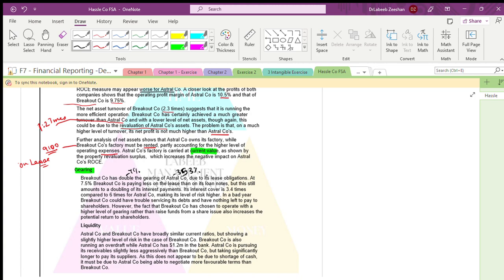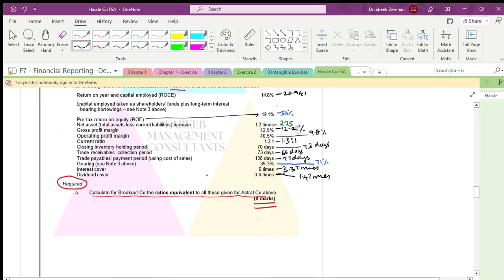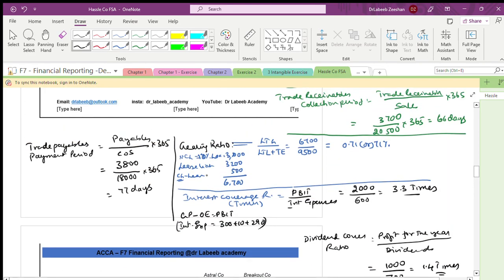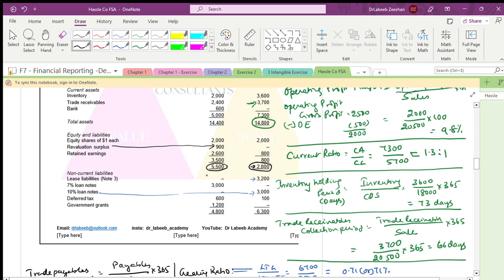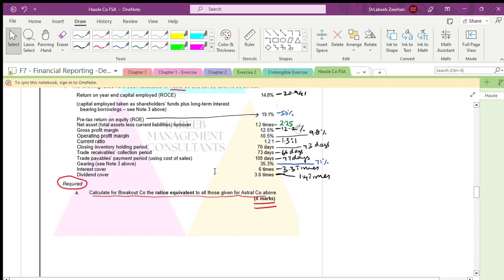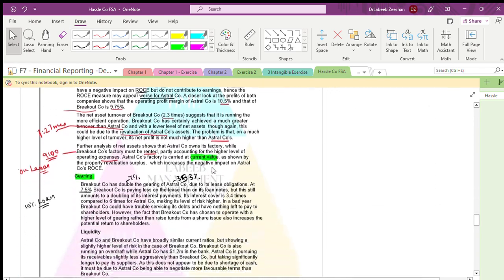At 7.5% breakout is paying less. They are paying interest on the lease. 10% is on the loan. We have to be a little bit analytical. They are taking loans at the rate of 10%, and they have the lease at 7.5%.